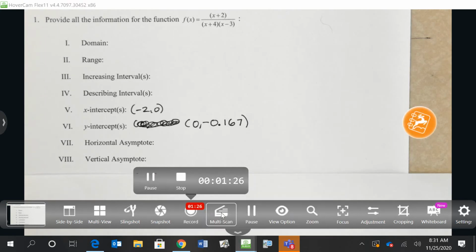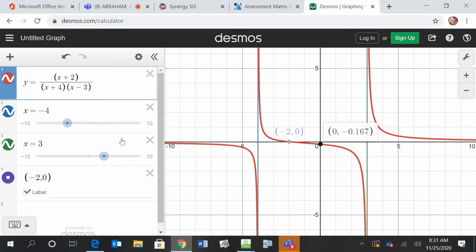I'm going to come back to the sheet, and remember, if you didn't know how to find the x-intercept by taking the numerator and setting it equal to 0 and solving, you could have just taken the graph and hovered over where that line intersects with the x-axis, and it will provide you with the x-intercept. In the same way, I'm going to hover over where this line intersects the y-axis, and I can see the y-intercept. Okay, so now let's talk about the domain.